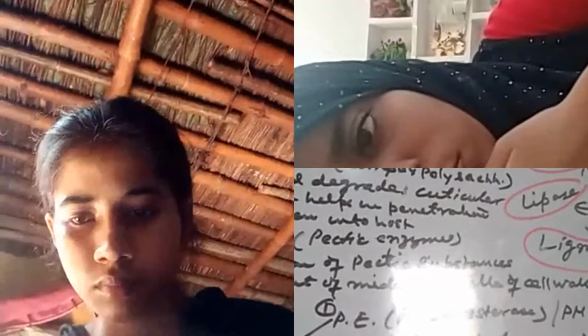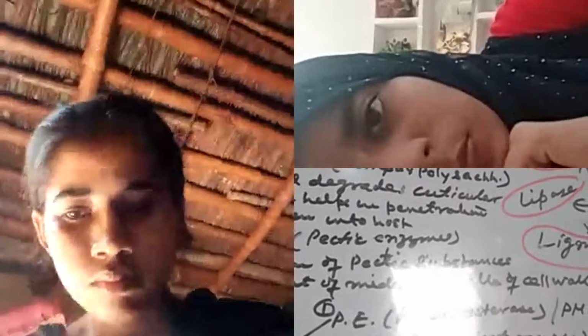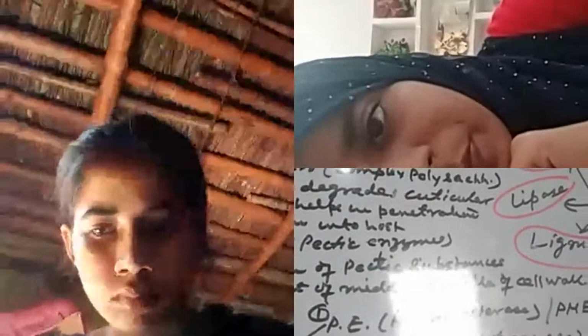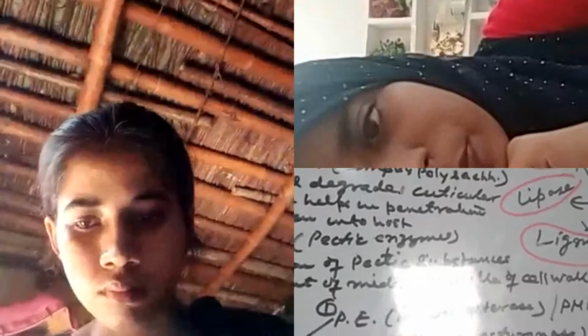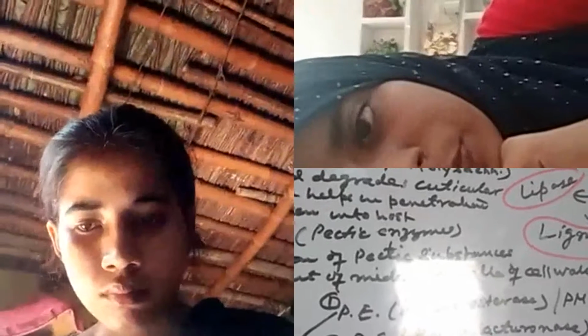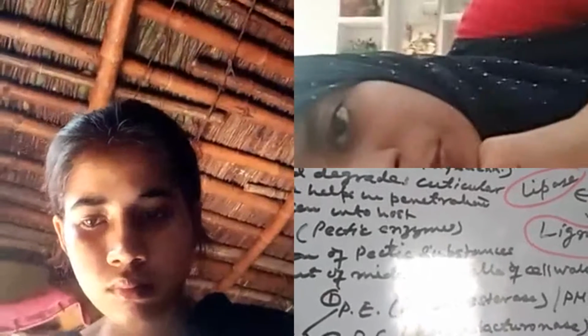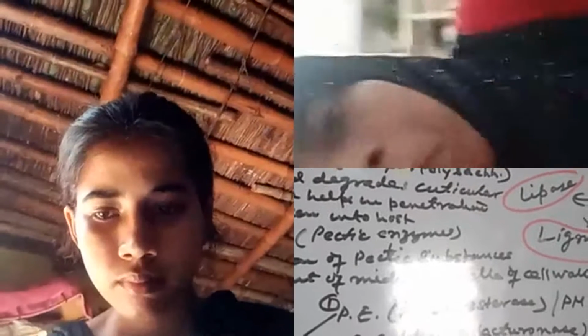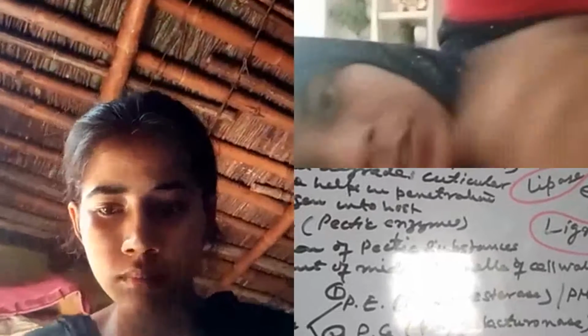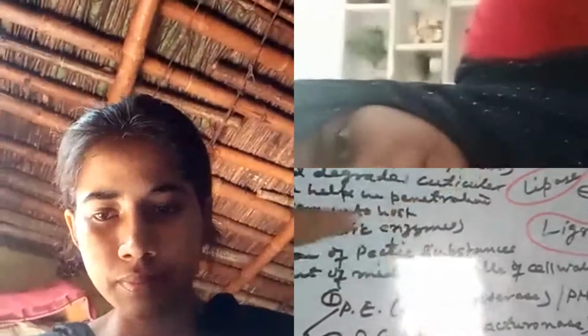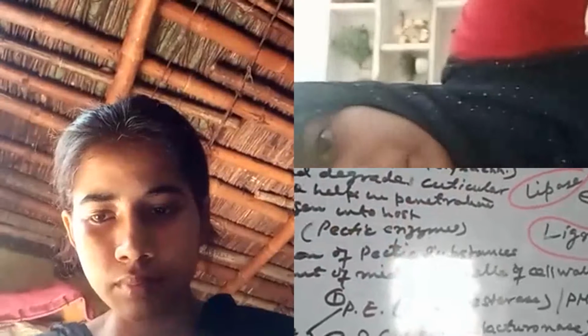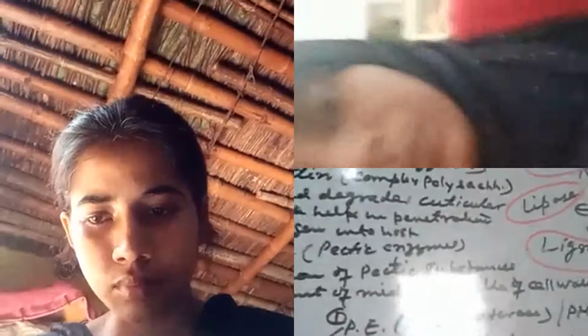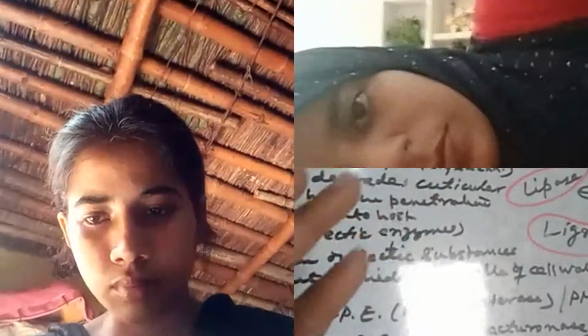So when a pathogen comes in contact with the host cell, the pathogen releases cutinase enzyme, and this cutinase enzyme makes the cuticle soft. Not only does it soften the cuticular layer, but it also degrades it. This degradation helps in the successful penetration or invasion of the pathogen inside the host.